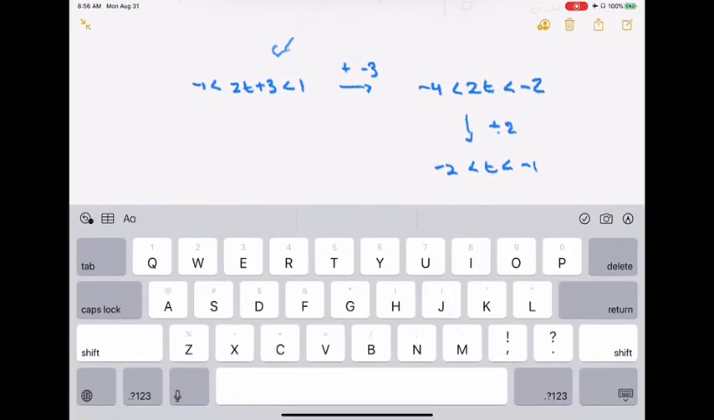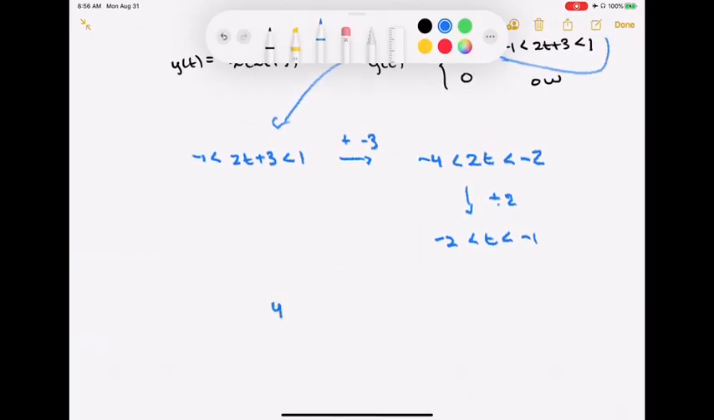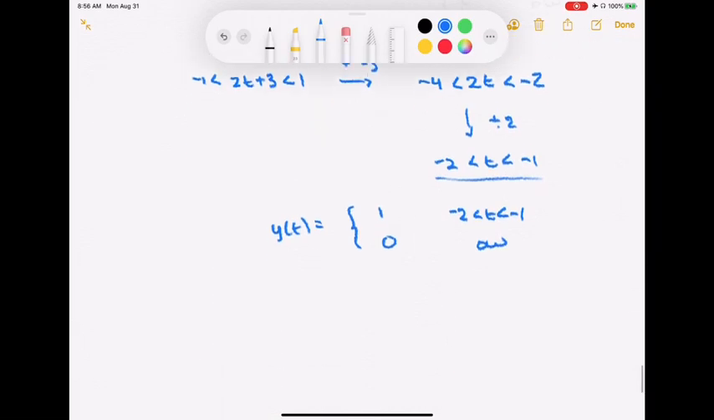What do I know? I know that my y of t is equal to 1 or 0, and 1, we have it for a simplified expression now, -2 less than t less than -1, and it's 0 otherwise. And that's exactly what we had plotted in B on this, right? We come over here, -1, -2, -3, so -2 to -1. I just had that height 1. This is my y of t. That is the right answer. I can get it by memorizing a bunch of rules.